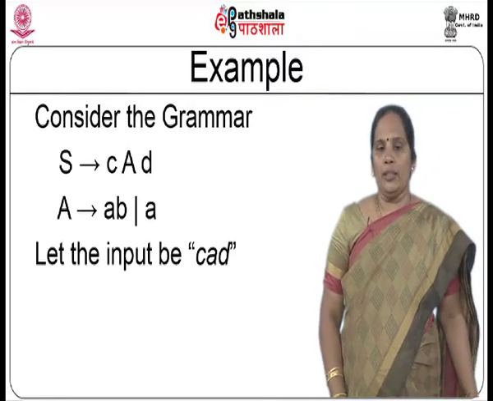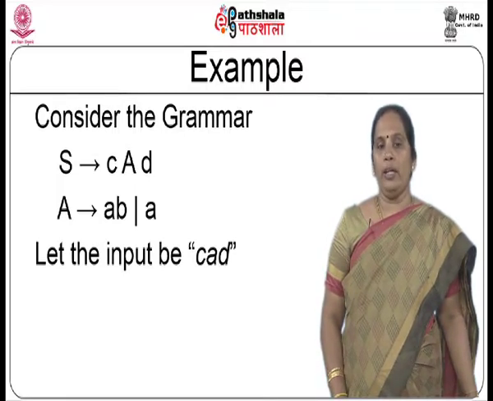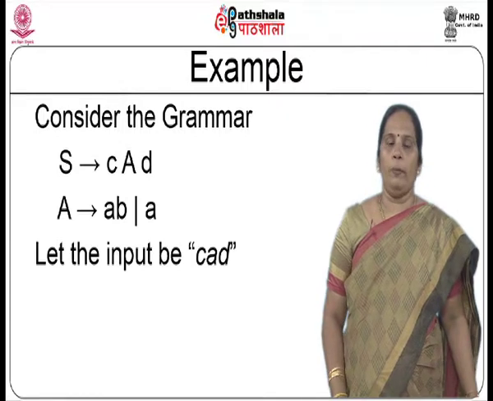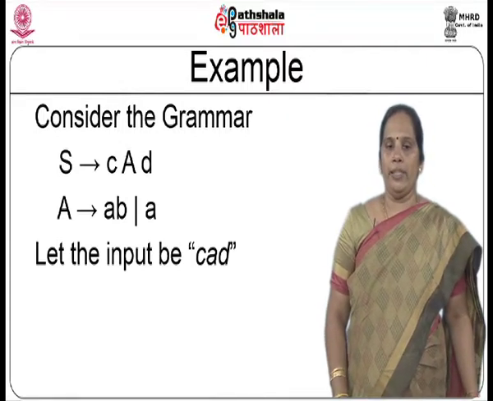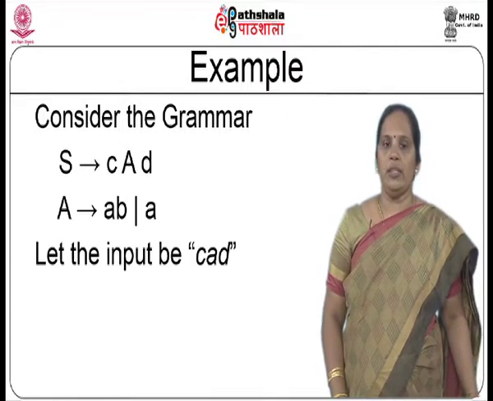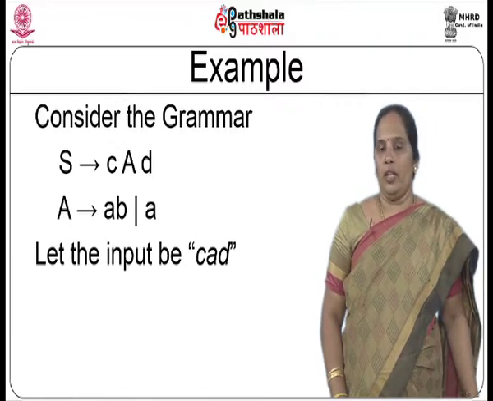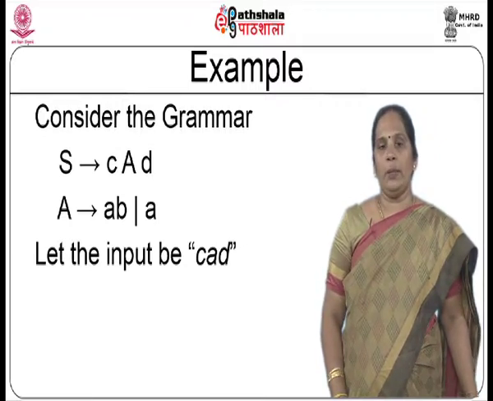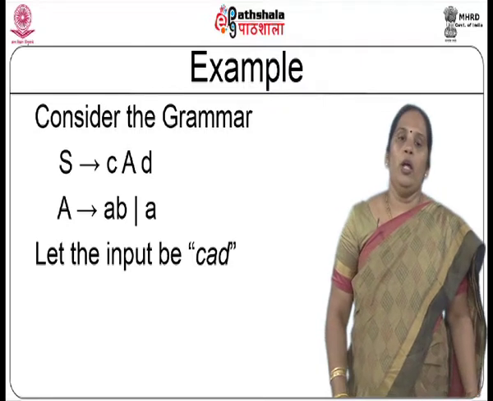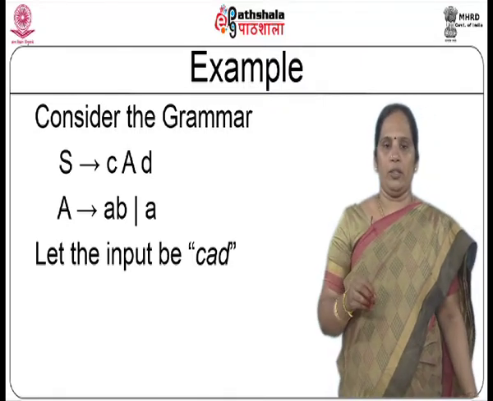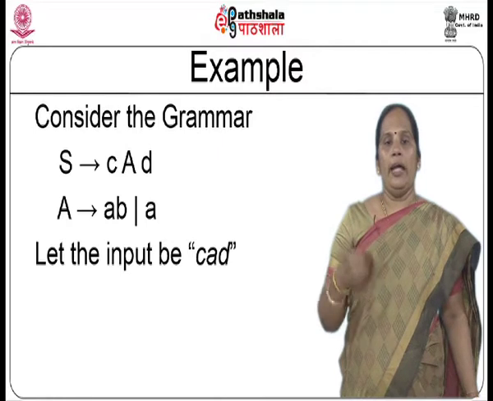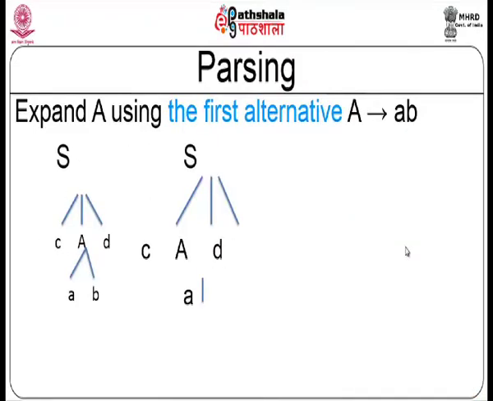Now, consider this grammar. It has got two productions. S produces C capital A small d, A produces AB or A. Typically the small letters are used to represent input symbols, which are called terminals, and the capital symbols are typically used to represent non-terminals. Non-terminals means that whenever I encounter a non-terminal, it could be replaced with the RHS of the production. Any one production can be used for its replacement to derive a particular string.